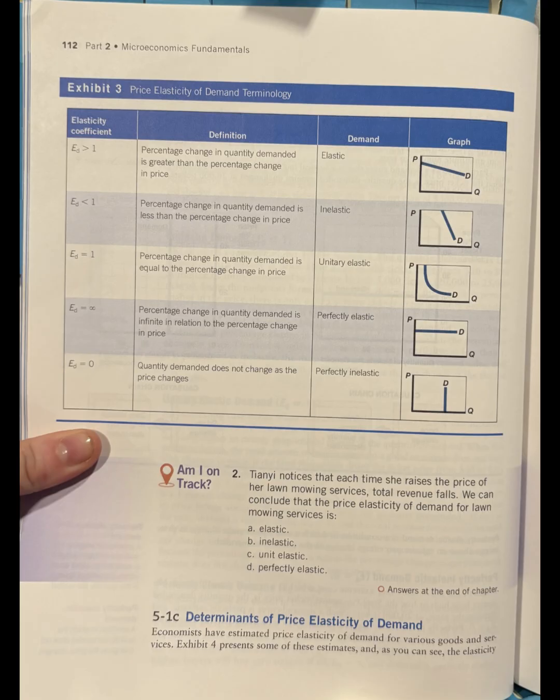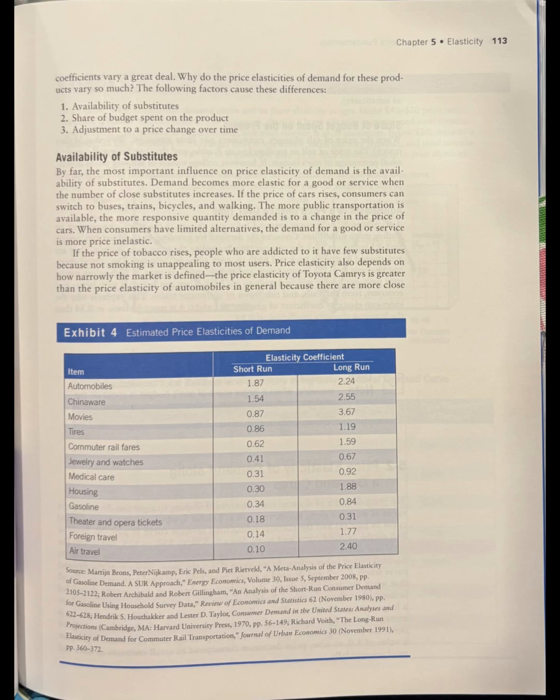5-1C. Determinants of price elasticity of demand. Economists have estimated the price elasticity of demand for various goods and services. Exhibit 4 presents some of the estimates, and as you can see, the elasticity coefficients vary a great deal. Why do the price elasticities of demand for these products vary so much? The following factors cause these differences.